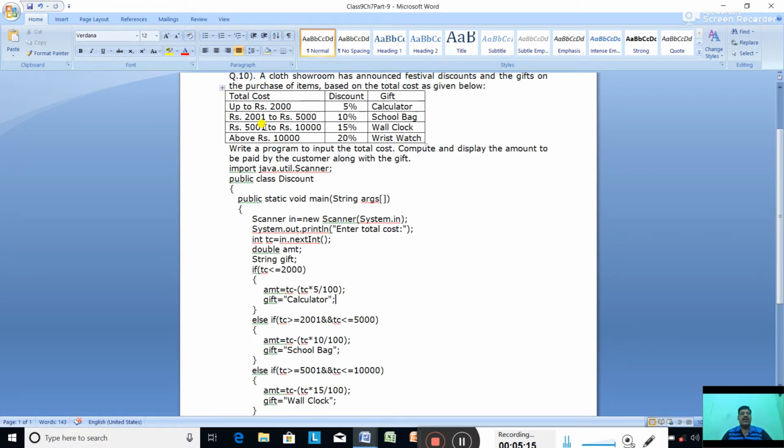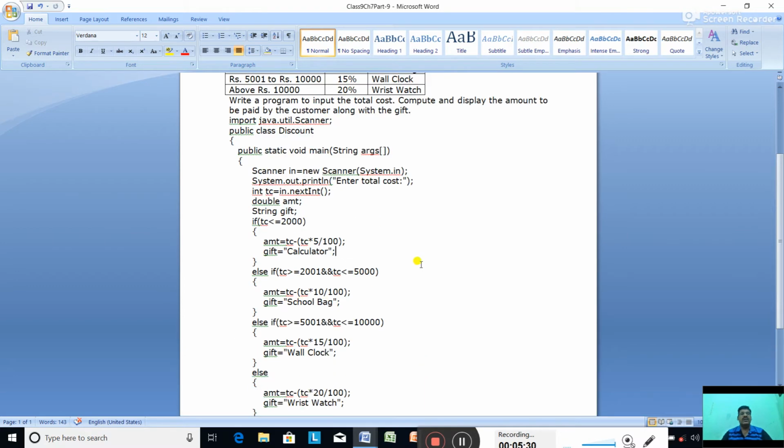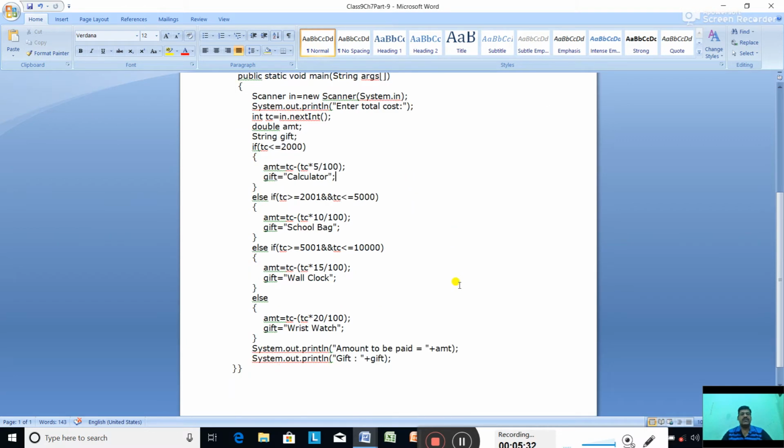Else, if the amount is above 10,000, then else amount equal to TC, means total cost, minus total cost into 20 by 100, means 20% of discount. So total cost minus 20% discount, and gift equal to wristwatch. What is the gift? Wristwatch.